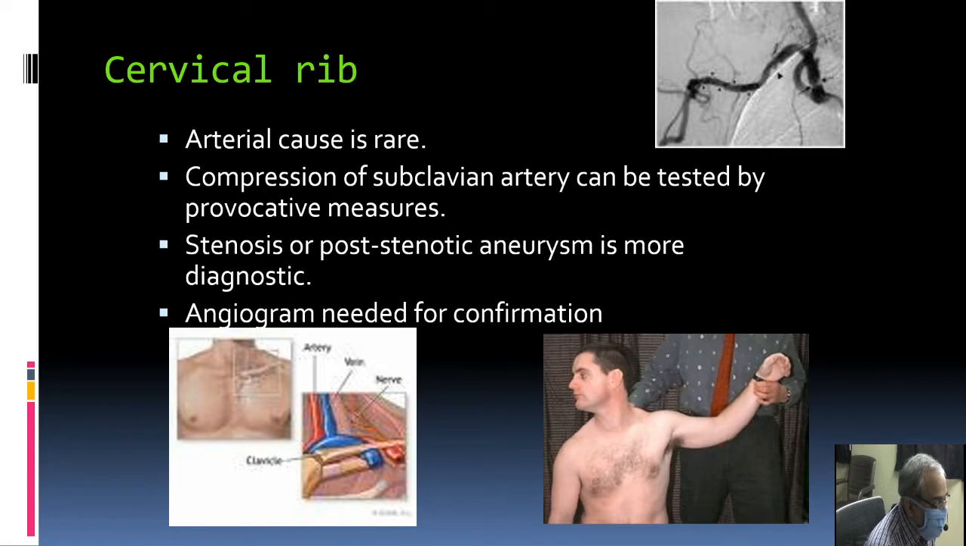This is the Adson's maneuver shown in the photograph, and detection of compression of the subclavian artery can be done by this provocative maneuver.